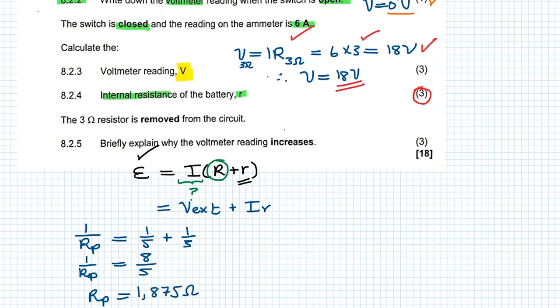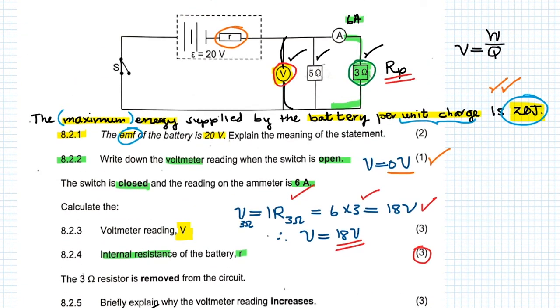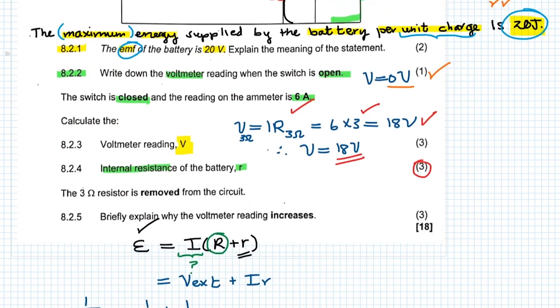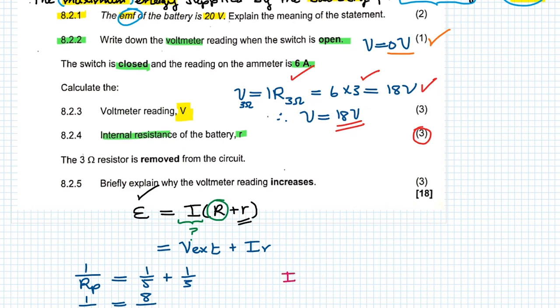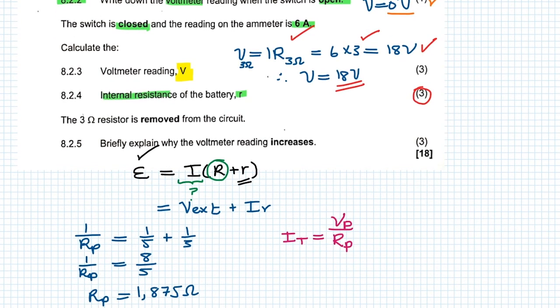1,875 ohms. So now we know the total resistance, or rather the effective resistance of the circuit. We also know the potential difference measured across these resistors. So we can use Rp and the potential difference across Rp to determine the total current. We say that the total current is going to equal V divided by R, where V is the potential difference across the parallel part of the circuit and R is that of the parallel connection.